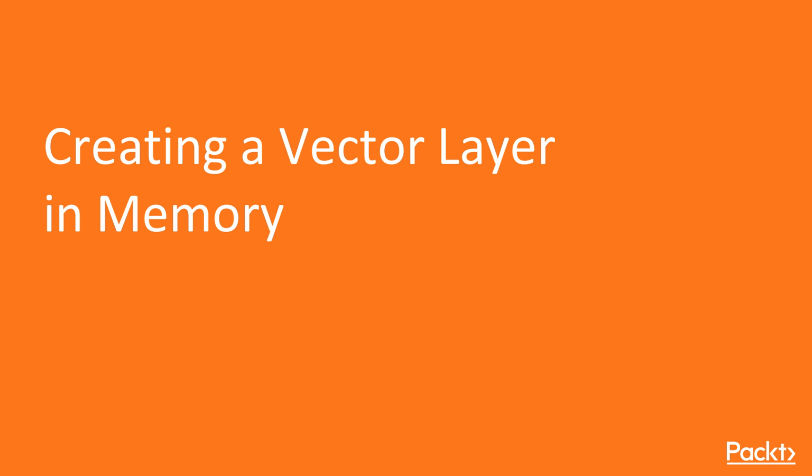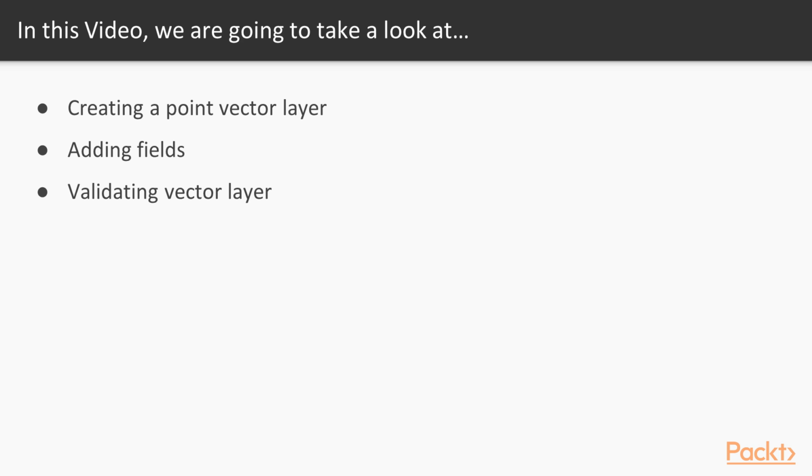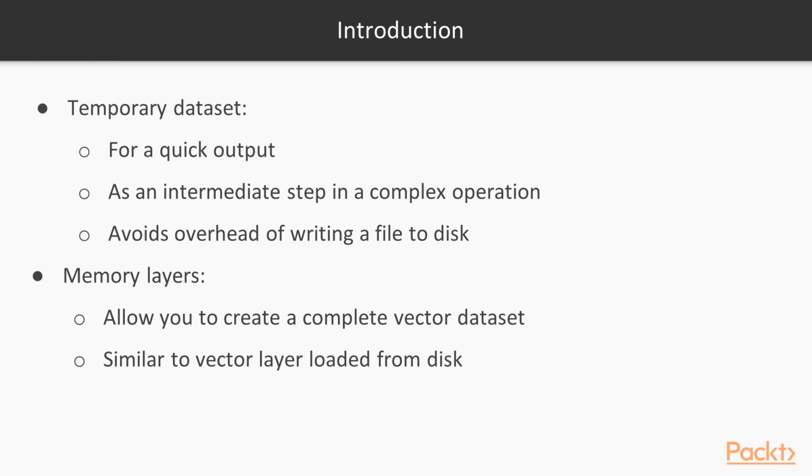Let's start with the first video of this section, creating a vector layer in memory. In this video, we will create a point vector layer, layer 1, add fields, and validate it. Sometimes you need to create a temporary dataset for a quick output, or as an intermediate step in a more complex operation, without the overhead of actually writing a file to disk.